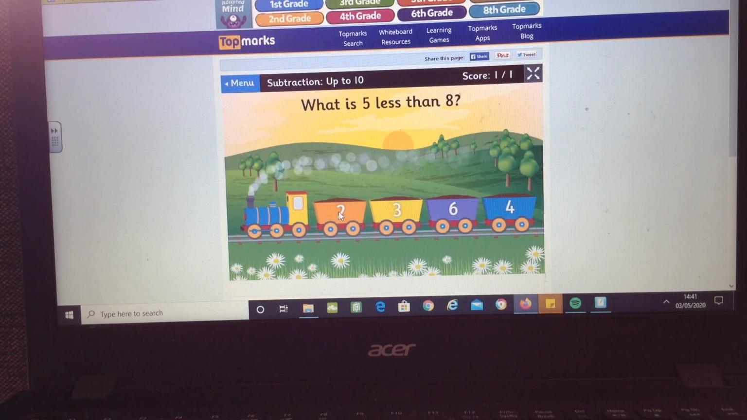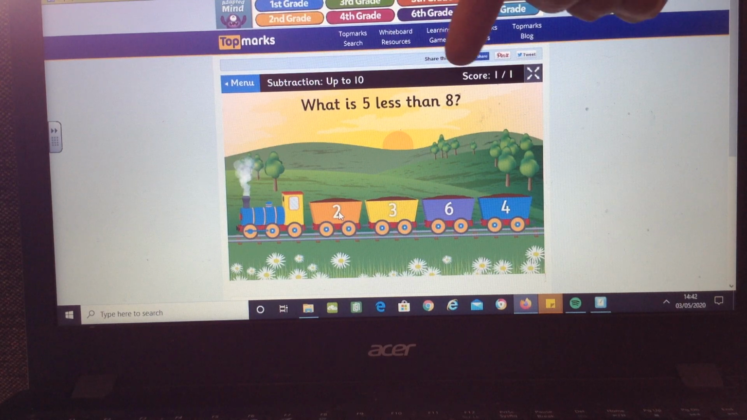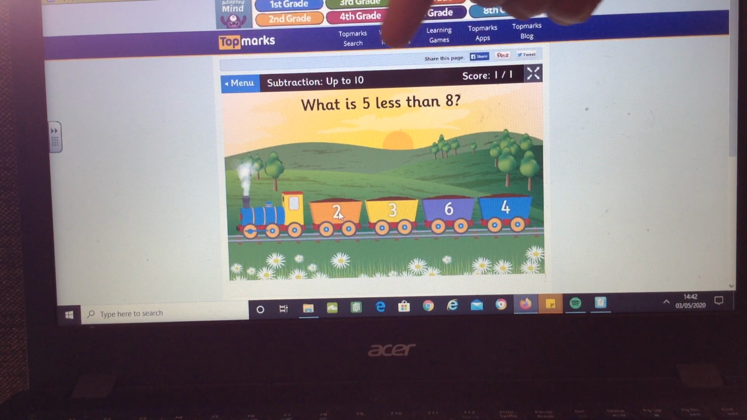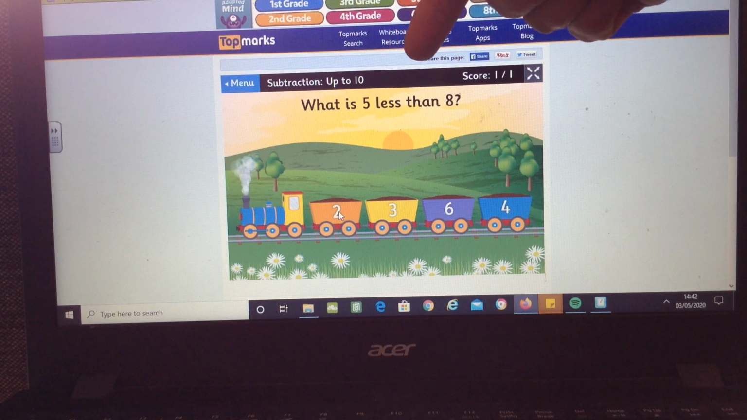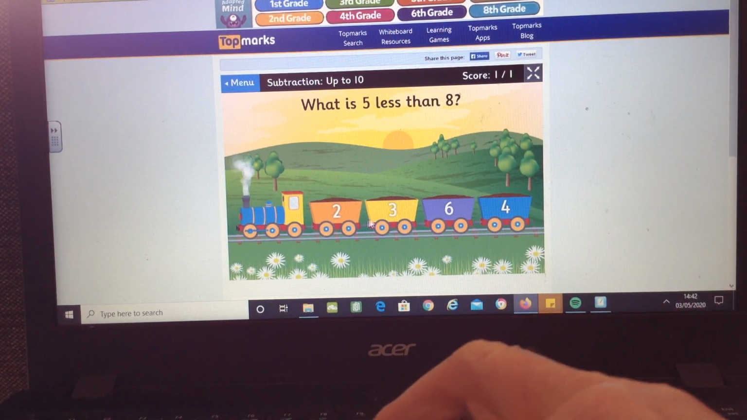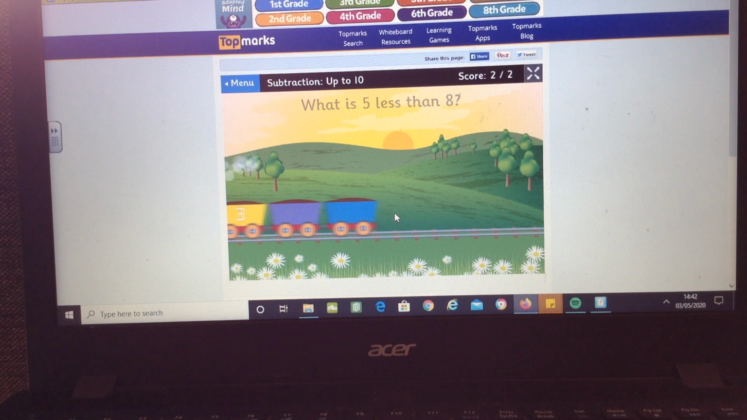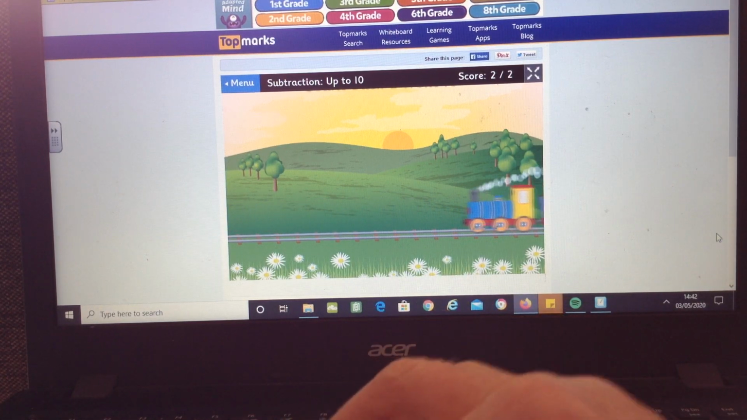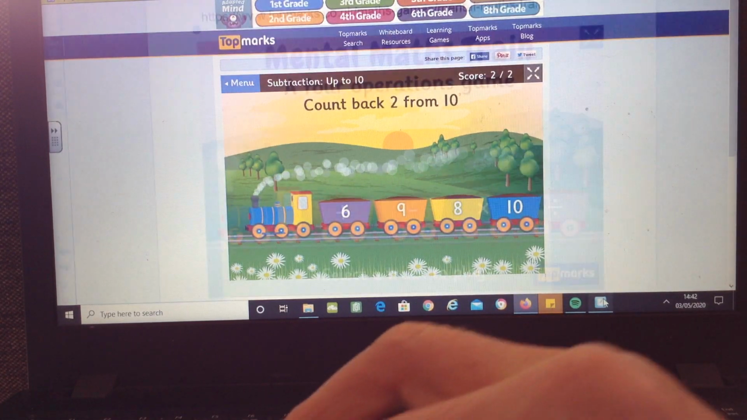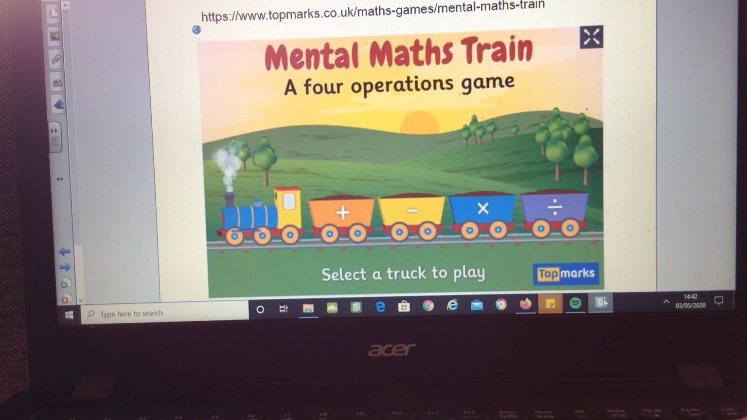Okay, what is 5 less than 8? So start off with your big number, 8, take away 5. That means the same as what is 5 less than 8. 8 take away 5 is 3. And you carry on like that. So let me just go back to the notebook file. So you can play on that game.